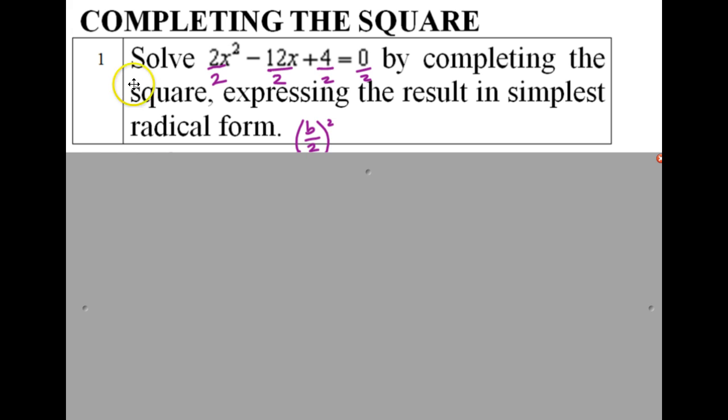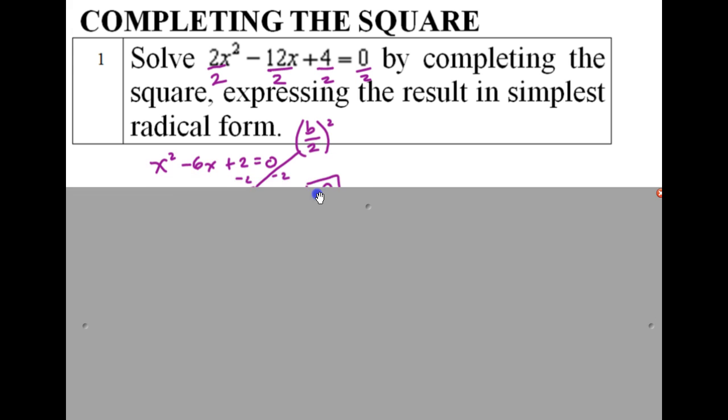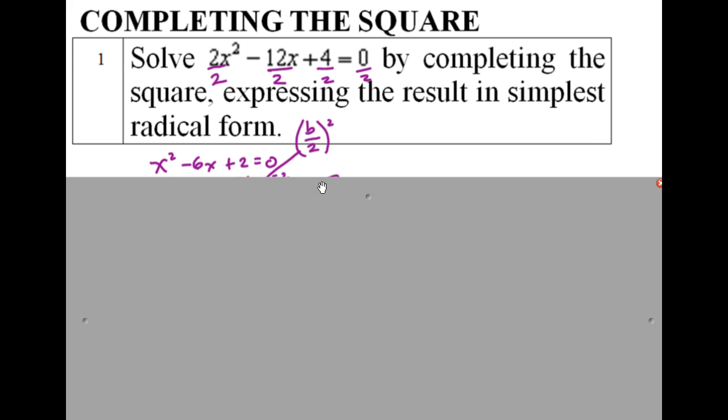So the first thing we're going to do is divide through everything by 2. Okay, that gets the a value to be 1. Alright, so I've got x squared minus 6x plus 2 equals 0. Now this is not a perfect squared trinomial. I want this number right here to be half of the b value squared. So I think about, okay, I'm going to take negative 6, divide it by 2, so that's negative 3, square it, and that's 9. That's the number I want in this place, but of course it's not.